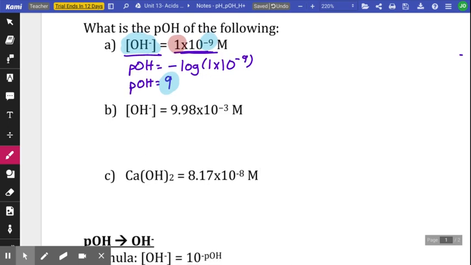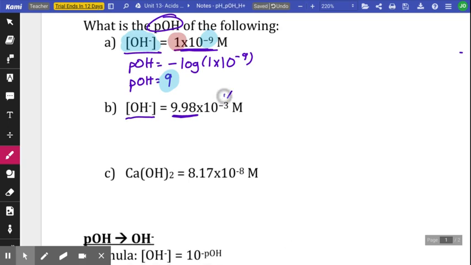So here's another one. If you notice, first off, we do have a hydroxide concentration, so when we do the negative log, that's going to give me the power of hydroxide, which is good because that's what my question's asking for. Another thing to notice is that this number right here is not 1. If it was 1, we could just use that superscript, but it's not. So we have to do our negative log formula. The pOH equals negative log of 9.98 times 10 to the negative 3. You're going to plug that in your calculator, negative log.